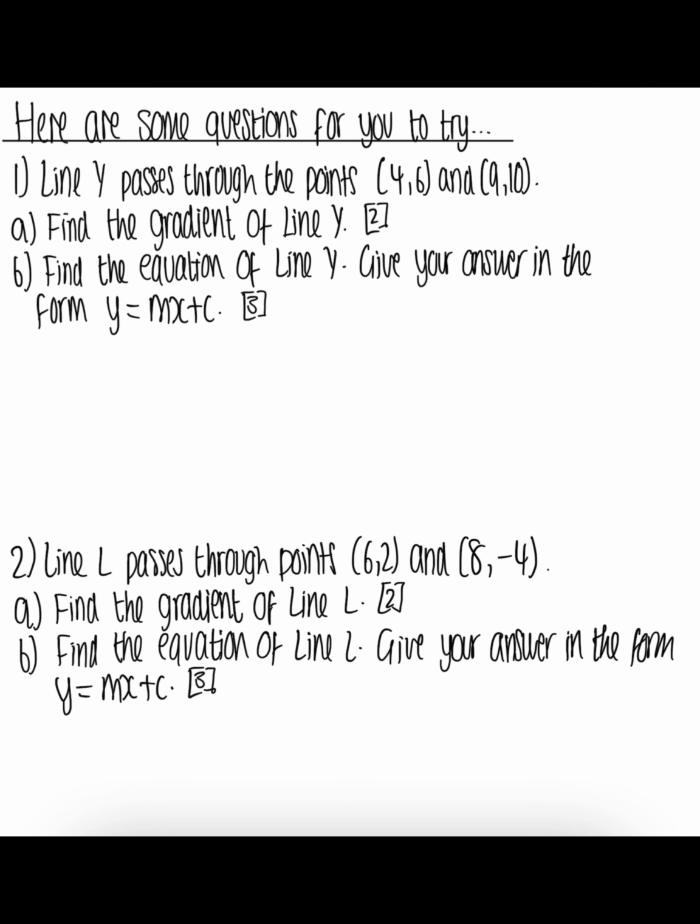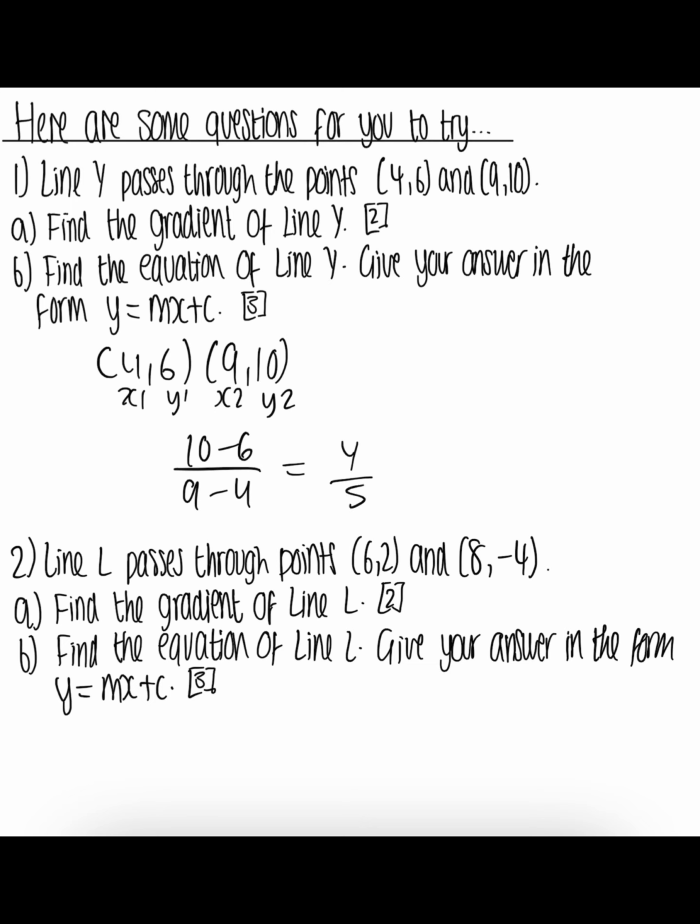So part 1a, find the gradient of line y. We've got 4, 6, and 9, 10: x1, y1, x2, y2. 10 minus 6 over 9 minus 4 is 4 over 5. That means m is equal to 4 over 5. Just like that, 2 marks. Now let's get this out of the way.